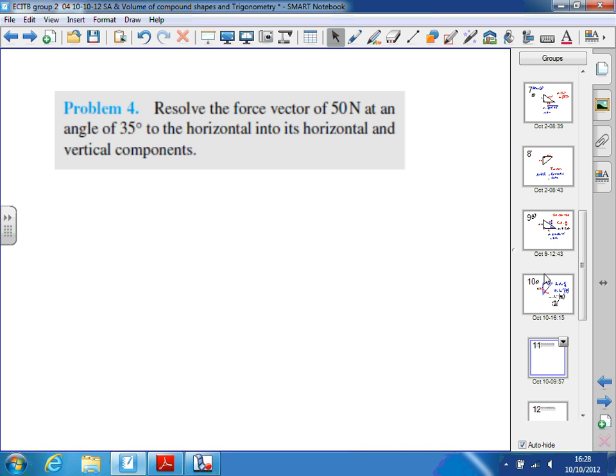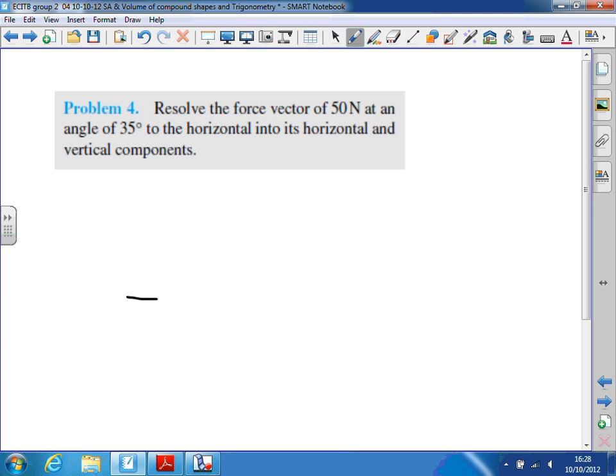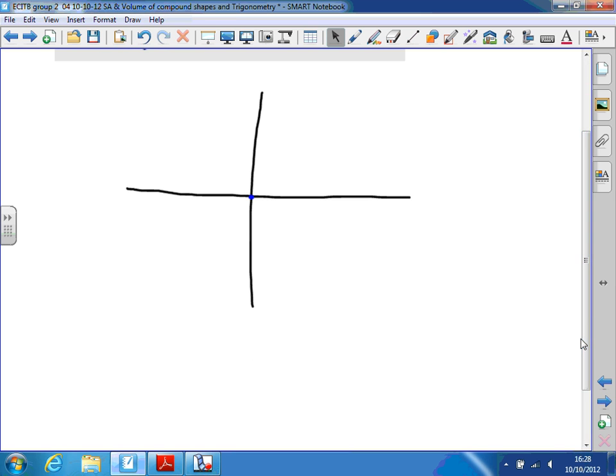Resolve the force vector of 50 newtons at an angle of 35 degrees to the horizontal into its horizontal and vertical components. So the first thing I'm going to do is to draw a grid, like a set of axes. And my force is going to start at the origin here. And then it's going to go outwards 50 newtons at an angle of 35 degrees.